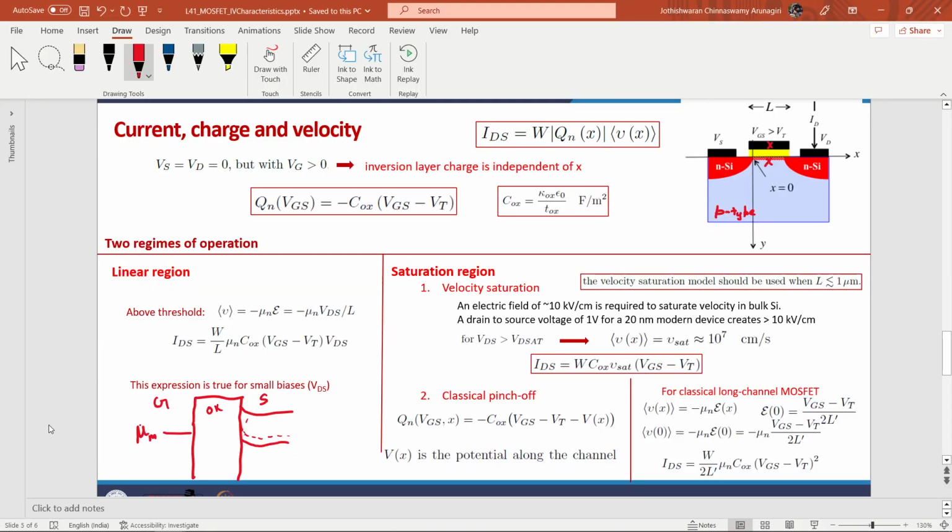So what will happen to this line? Will it go up or come down? Come on, this should be easy. I'm saying I'm applying a positive voltage to this side. Voltage on the source side is 0. If I'm increasing the voltage, what will happen to this line? Will it go up or come down?